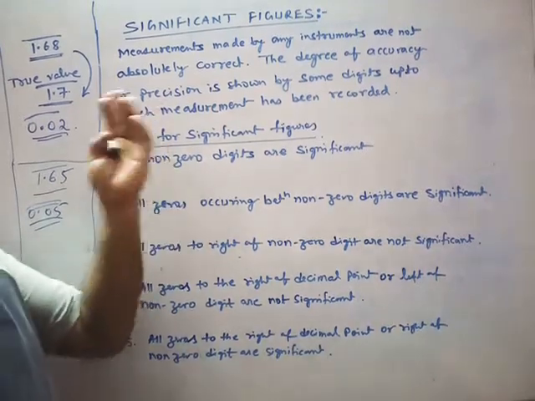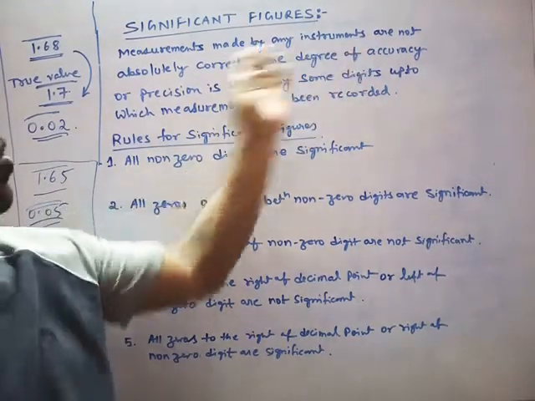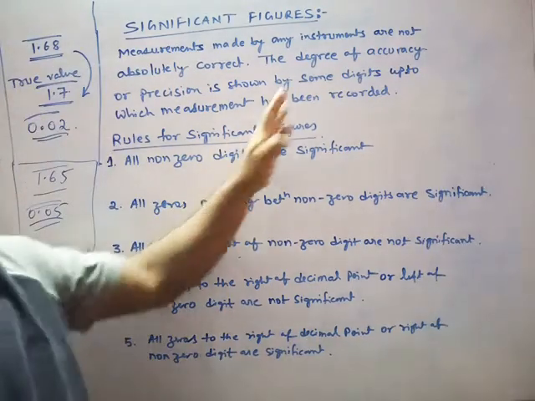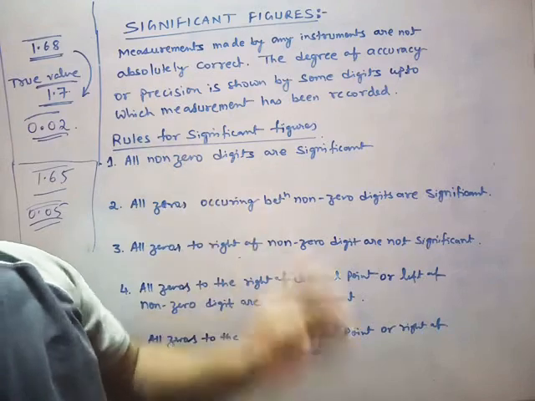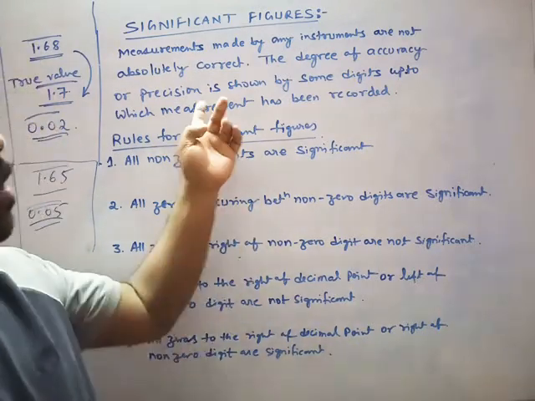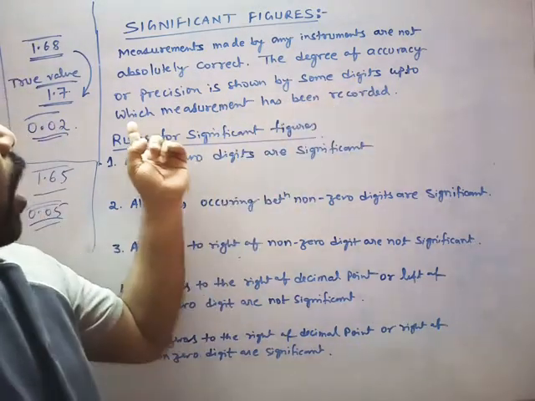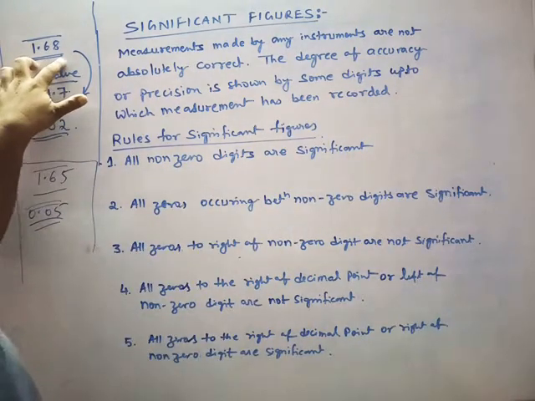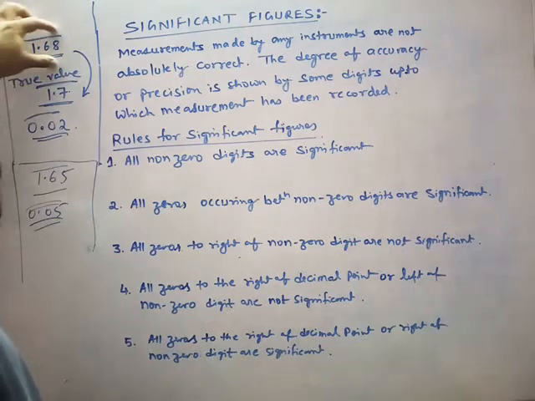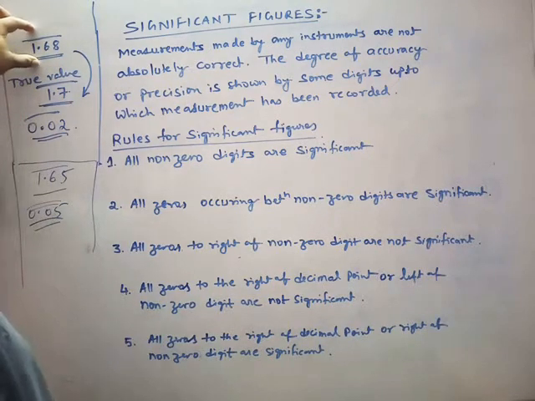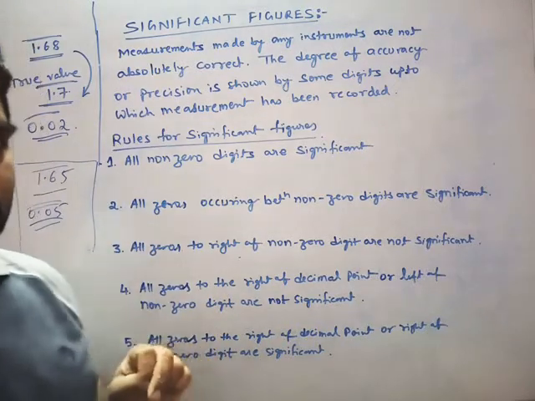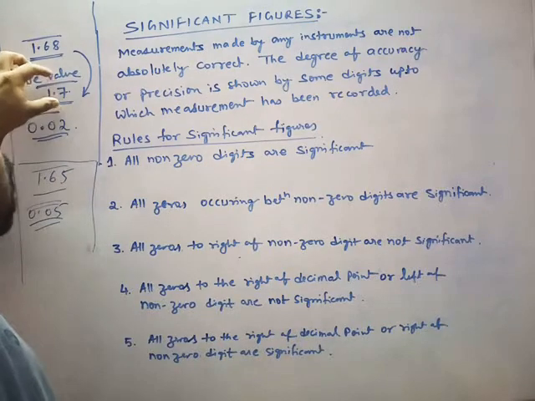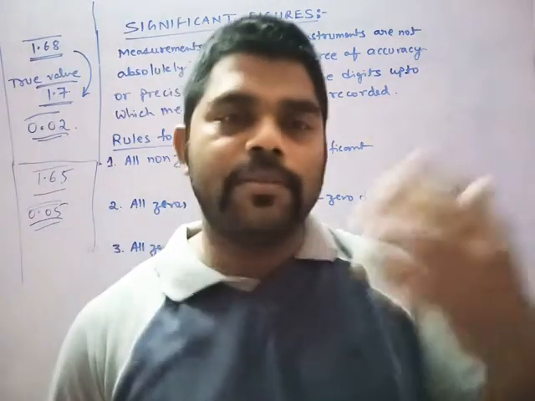So here also significant figure का मतलब measurement made by any instrument are not always correct. Like 1.68. The degree of accuracy or the precision is shown by some digits up to which the measurement has been recorded. Suppose you shown that it is 1.68. So you have shown that in how many numbers you have to write, that is in the 3 numbers, or your true value it is in the 2 number. So these numbers are known as the significant figures.